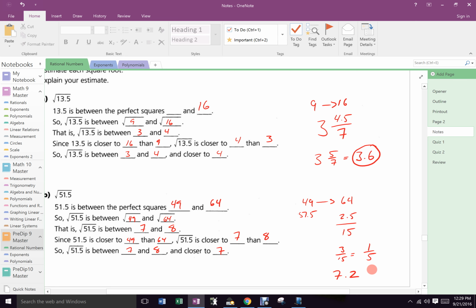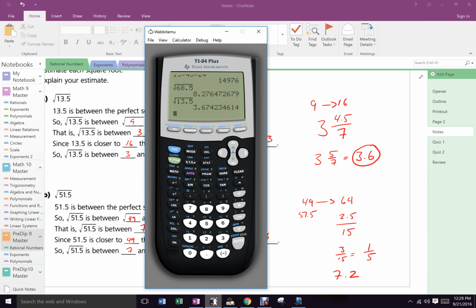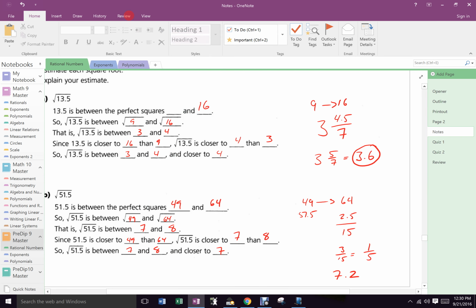Does everyone get it? Double check. Square root 51.5, 7.17. Okay. Is everybody with me? Excellent.